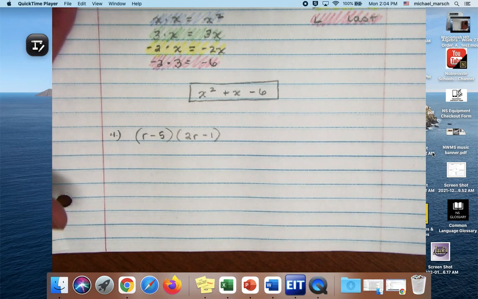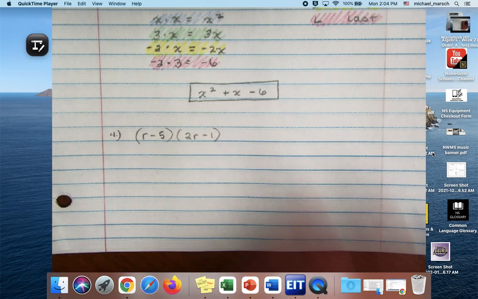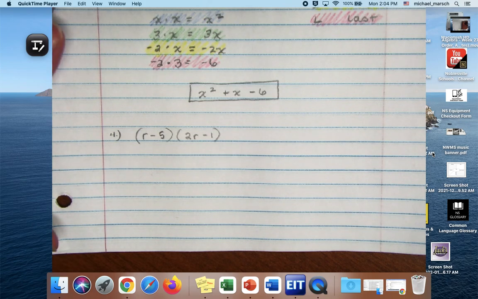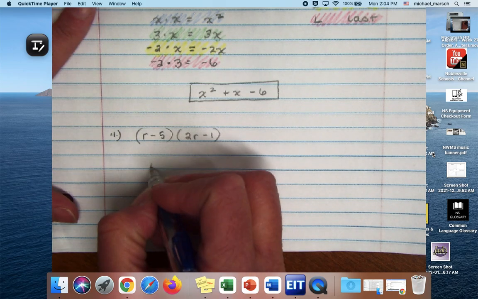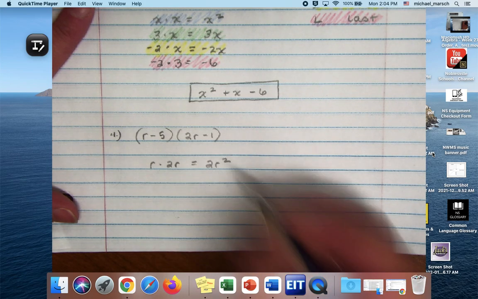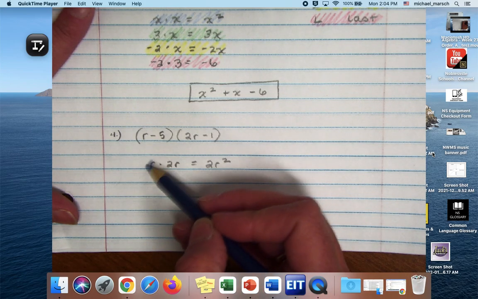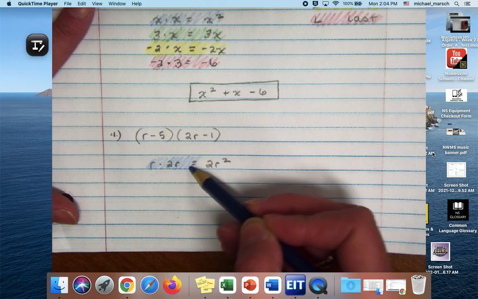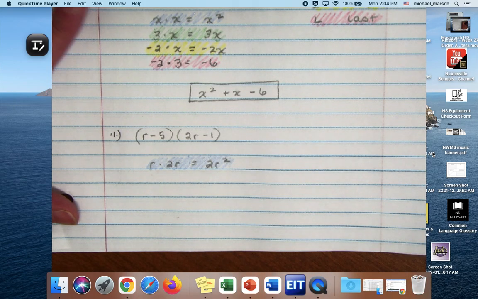Okay, I'm not gonna require you to rewrite what FOIL stands for, but I do want you to continue using the color coding. So what are my first two terms that I'm gonna multiply? R and 2R. Yep. R times 2R is going to give me 2R squared. I'm gonna make that blue, or whatever color you made the F for first.